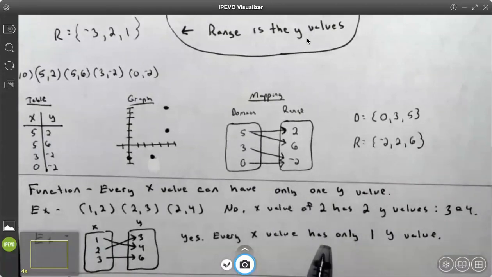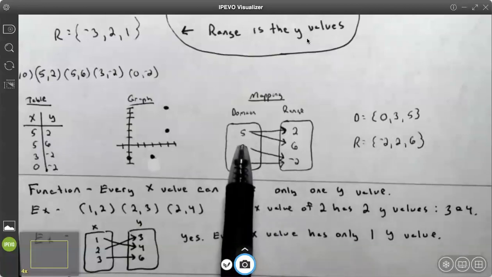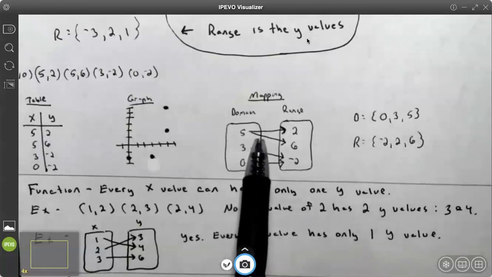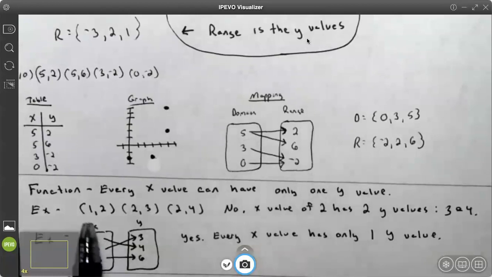For something to be a function, every x value can have only one y value. This is not a function because your x value of 5 has 2 different y values. This is not a function because your x value of 2 has 2 y values, 3 and 4. This is a function in this mapping because every x value has one and only one y value.